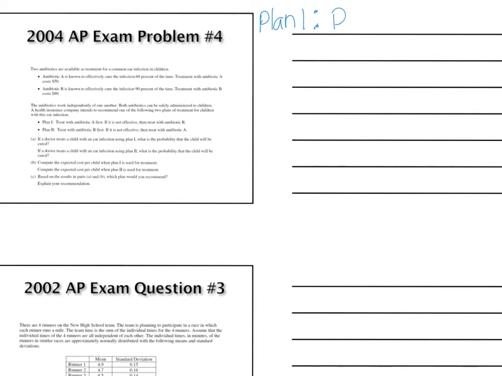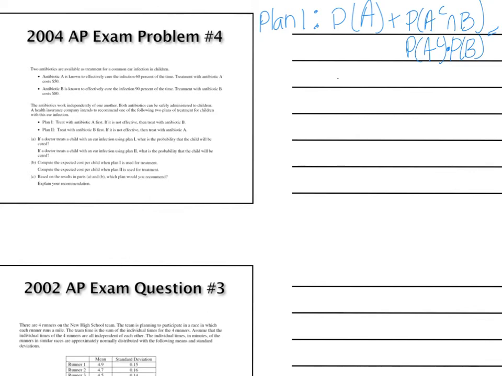So the probability that a child is cured with plan 1 is the probability that antibiotic A works. That's the first thing, right? And then the probability that they have to use antibiotic B is the probability that A did not work and B did work. And because they're independent, that's the probability that A does not work times the probability that B does work. So this problem uses a lot of the other probability ideas as well.